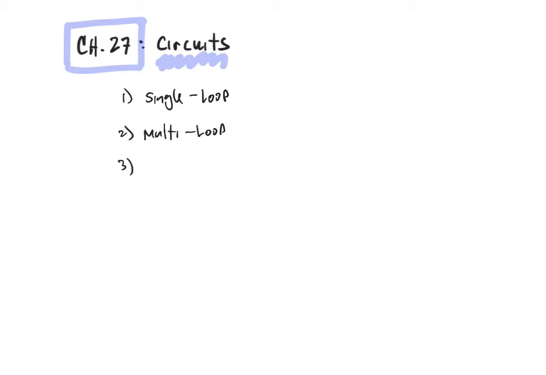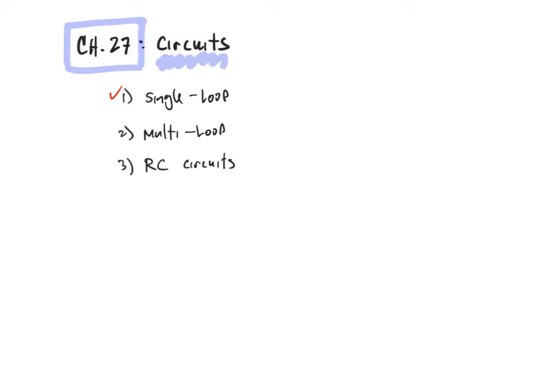And then the third video will be about what happens if you have a circuit that has both resistors R and capacitors C. So we'll get into the dynamics of an RC circuit. So those will be, as I think about it, the 3 videos. So we're just going to start today with the simplest case, which are single loop circuits.